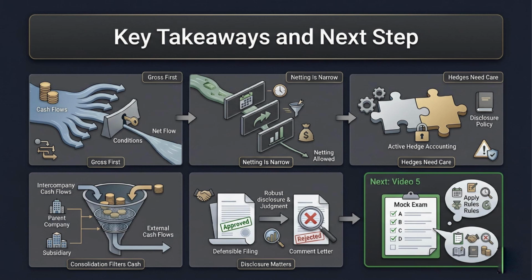Fourth, consolidated cash flows include only external cash movements, so intercompany flows are eliminated. Fifth, disclosure matters. Judgment documentation, variance explanations, and policy disclosures are not optional extras. They protect the quality of reporting.